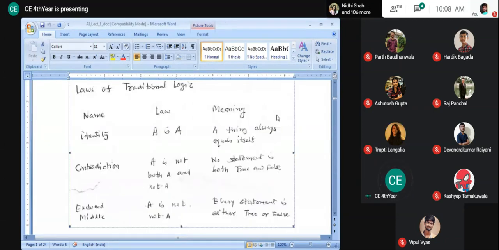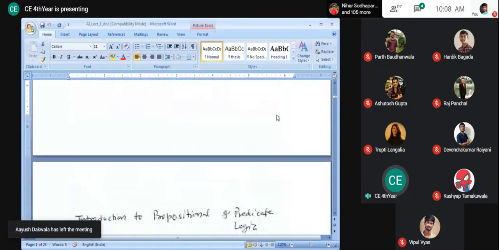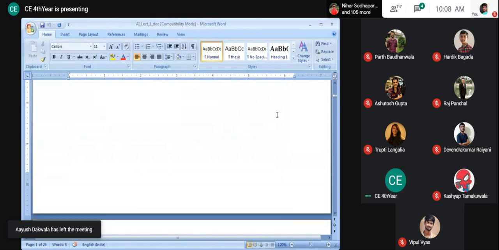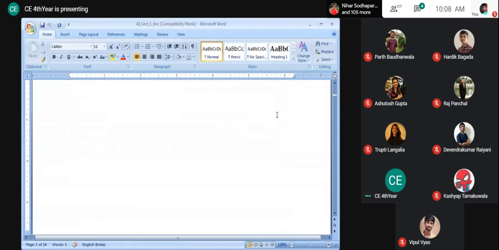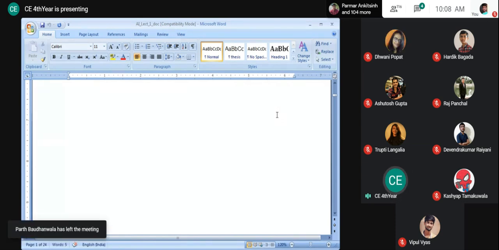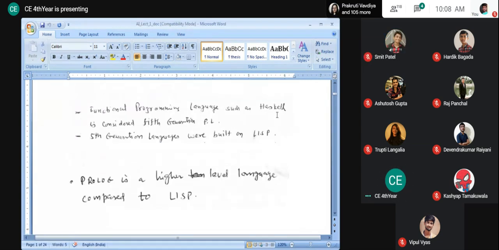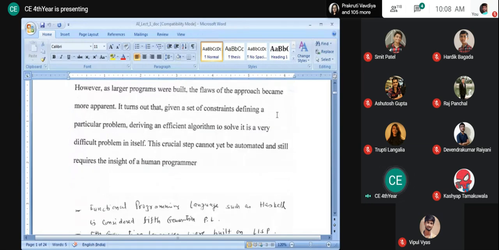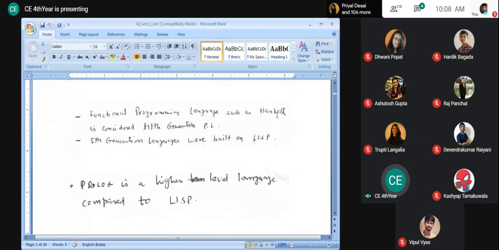Let us go to the next page. And before we look into the syntax part of Prolog, let us look into the fundamentals that is behind that. So let us introduce ourselves to logic, and we start with the basic logic, that is laws of traditional logic.